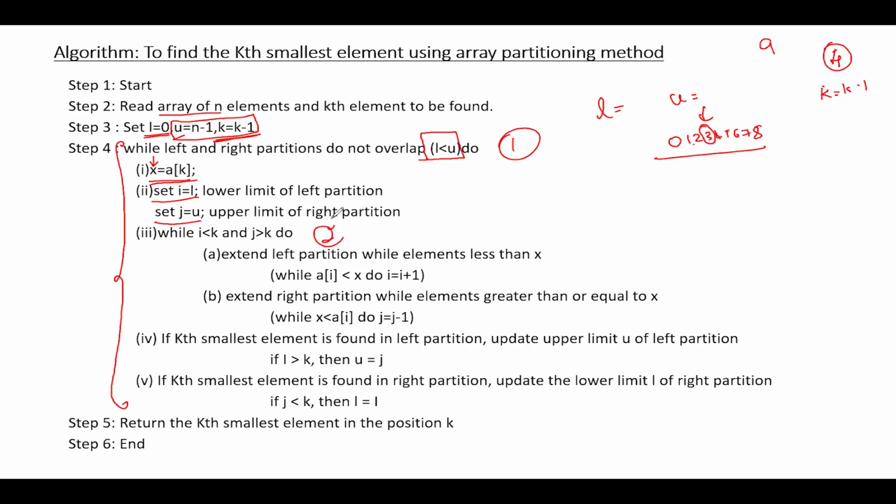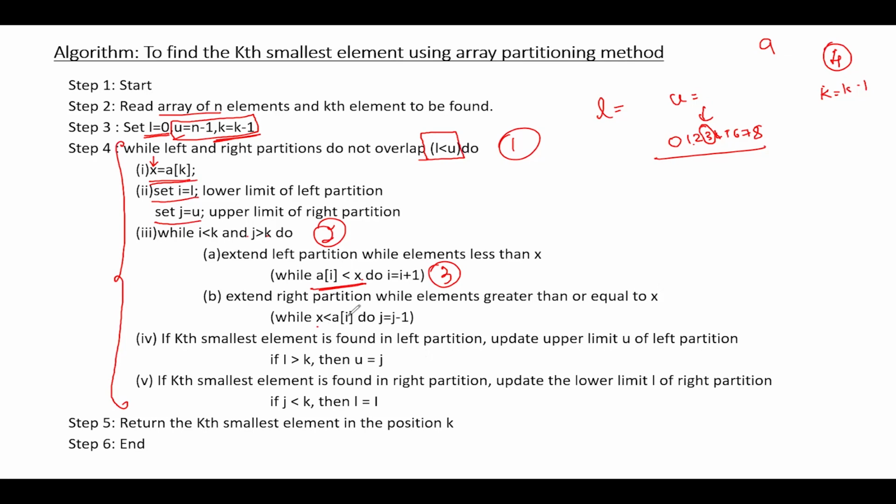All right. So once that is done, I'm entering my first while loop. I'm entering the second while loop. Here I'm going to check whether i is less than k and j is greater than k. All right. So if that is true, I'm going to enter my third while loop. Here I'm going to check whether the value in the ith position is less than x. The moment it is more than x, I'm going to come out of this while loop.